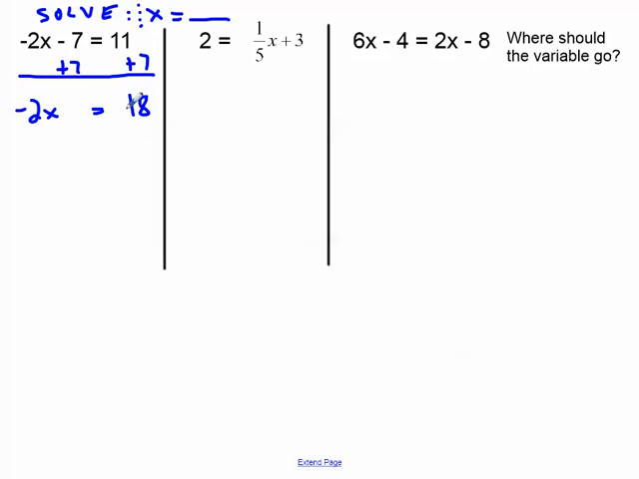And now we're at the point where we're playing the middle school dance. Variables go to one side, numbers go to the other side. Now we've got to solve by saying, I don't want 2x.